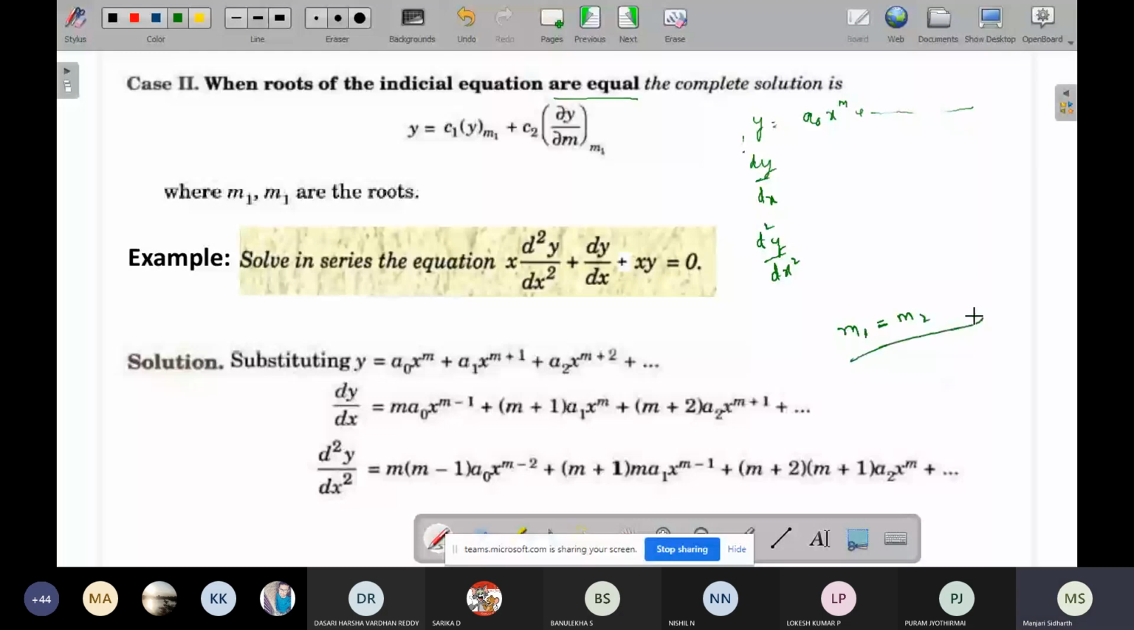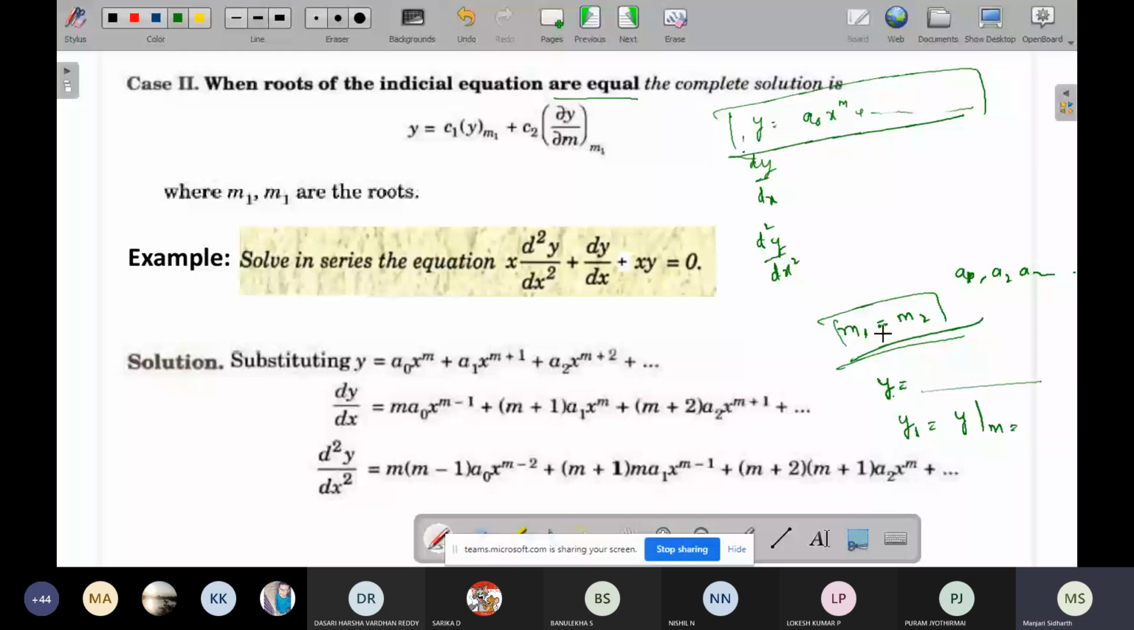Okay, two roots and the roots are same. That means once you get a naught, a1, a2, a3 like that, when you substitute the coefficient values back here, you will get this in terms of m only, like we did in the last example. So we'll find the first solution when we put m equal to that first root. First root means only one root you are getting.